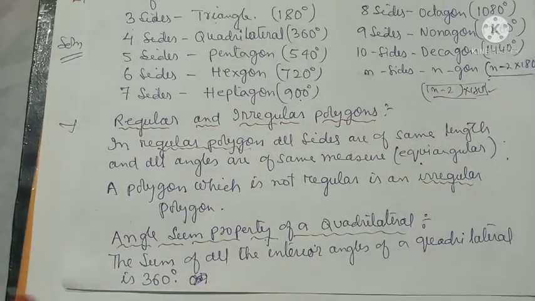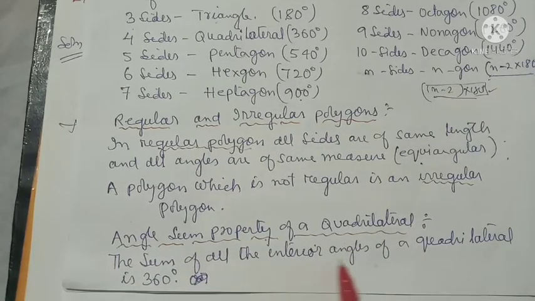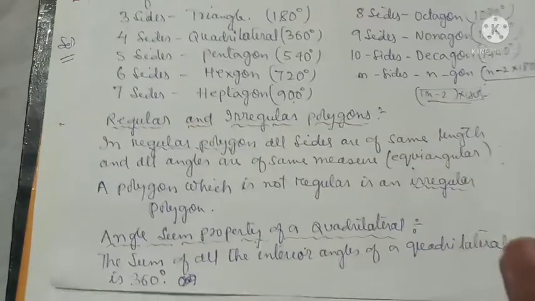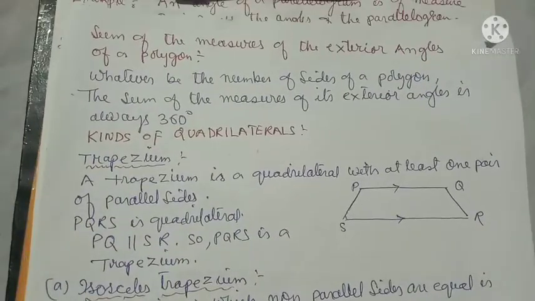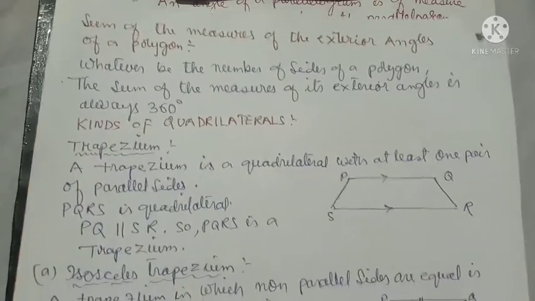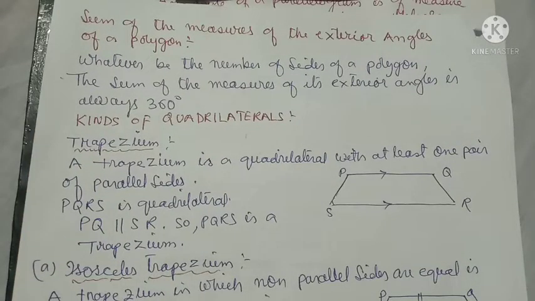Some properties of polygons: the sum of all the interior angles of a quadrilateral is 360 degrees. Then the next one is the sum of the exterior angles of a polygon. Whatever be the number of sides of the polygon, the sum of the measures of its exterior angles is always 360 degrees. It may be 7 sides, 8, 9, 10, whatever, but the sum of all the measures of its exterior angles is always 360 degrees.